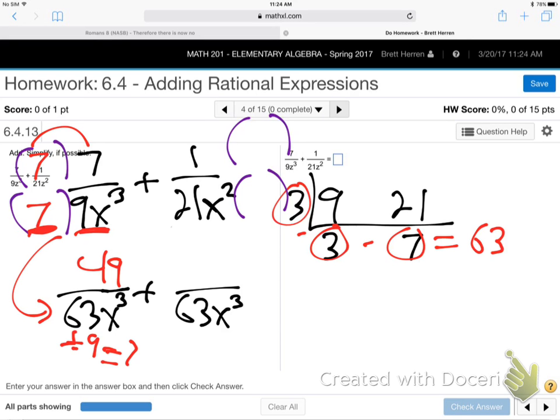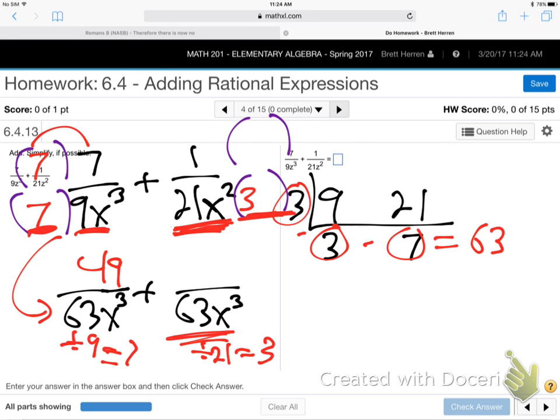Good so far? Now the next one, 21x squared. Don't forget about the x. Not just the number, but also the x power. What is he missing to become the common? He needs a 3. If you're not sure, use your calculator. Take the 63 and divide by the old one, 21. It'll tell you 3. He needs a 3, but that's not all.